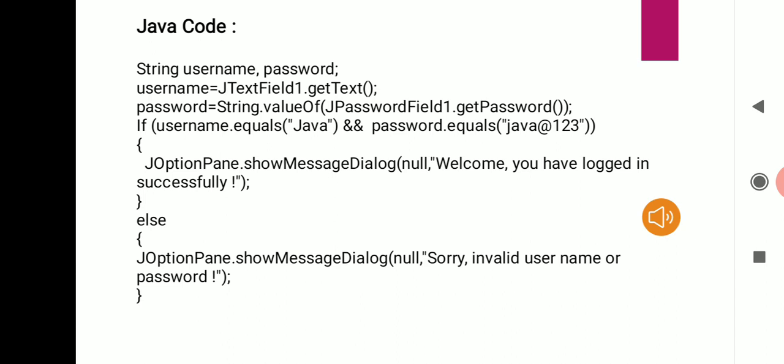This is done using the Java statement JOptionPane.showMessageDialog. Then within bracket you have null followed by a comma and then the text to be displayed, which is "Sorry, invalid username or password." In this way, the interface design validates the username and password that is typed by the user.